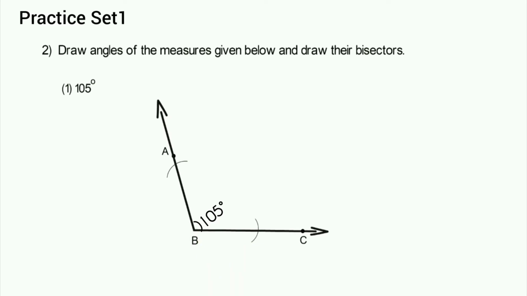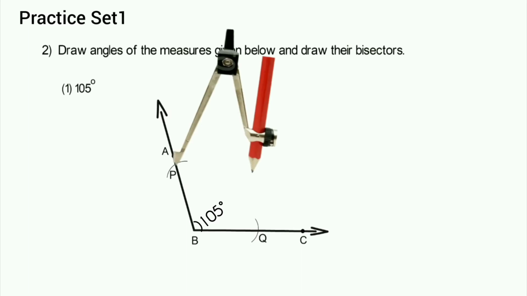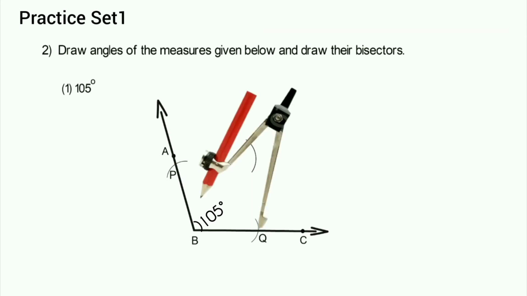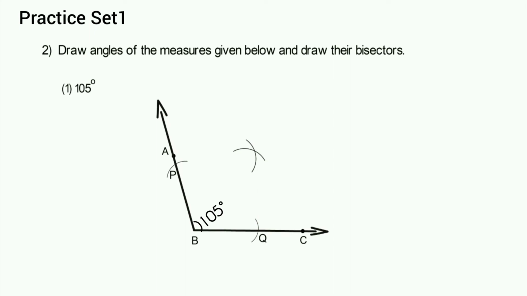Now keep a compass point on point P, draw an arc inside the angle, then with the same distance put the point of compass on point Q and draw the intersecting arc of the previous arc. Then name the point of intersection of the arc as O.